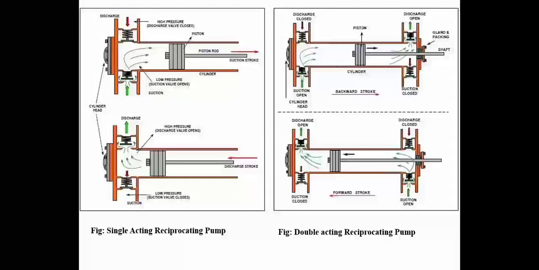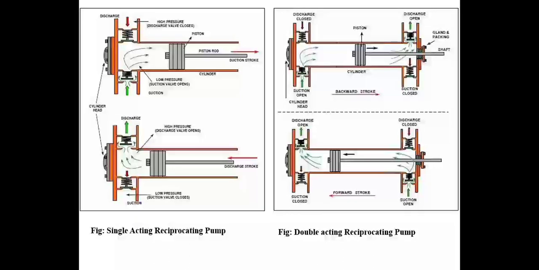So these are the figures of single acting and double acting reciprocating pumps. Here you can see that in single acting the water will be discharged from the left side only. In double acting the water will be discharged from this portion when it is pushed forward, and when the piston is pushed backward, the water will be discharged from this end. So this is double acting. In triple acting, the water will be discharged when the piston comes at this position also. So this is the difference.